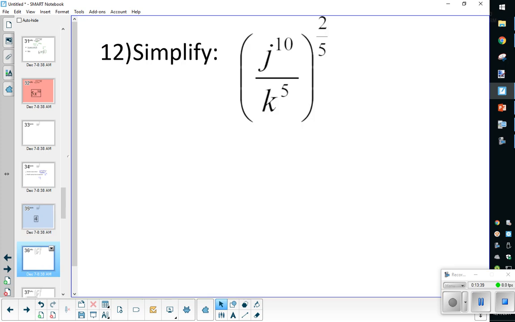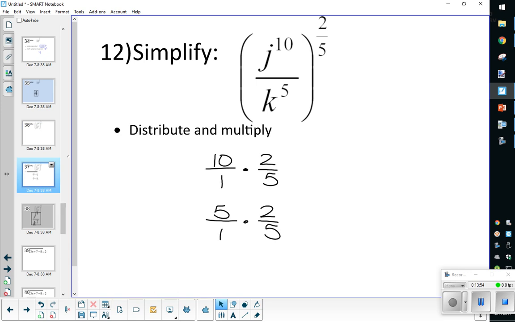Number 12, j to the 10th over k to the 5th, and they're both raised to the 2/5 power. Remember, all you're doing is distributing that 2/5 to both powers. You're taking both of them and raising both of them to the 2/5 power. So all you're doing here is multiplying. Since you're taking those powers and raising them to a power, you're multiplying.